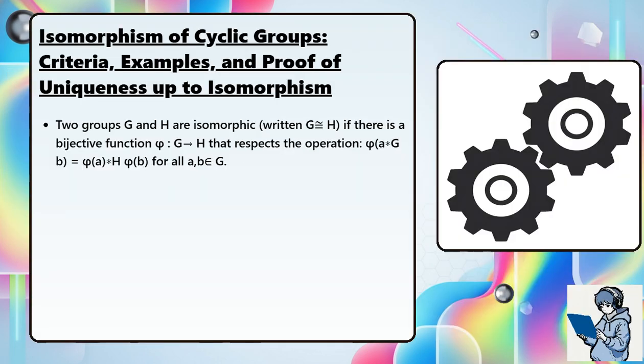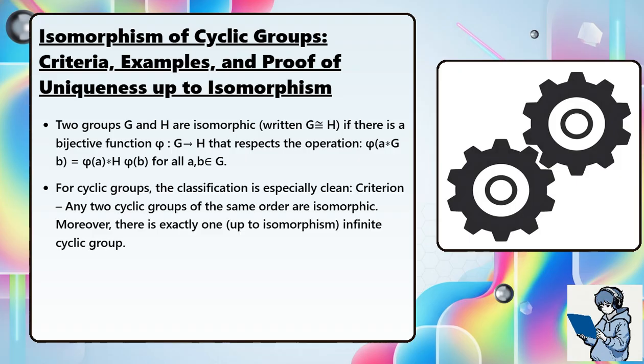Two groups G and H are isomorphic, written G ≅ H, if there is a bijective function phi from G to H that respects the operation: phi(a * b) = phi(a) * phi(b) for all a and b in G. For cyclic groups, the classification is especially clean. Criterion: any two cyclic groups of the same order are isomorphic. Moreover, there is exactly one infinite cyclic group up to isomorphism.